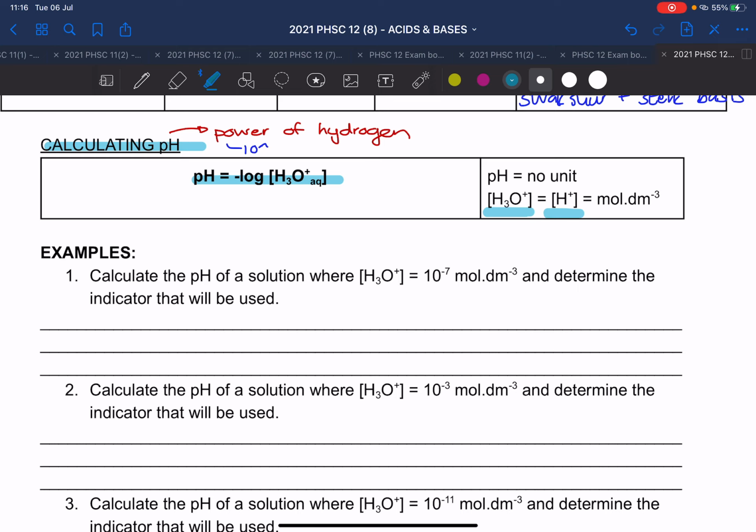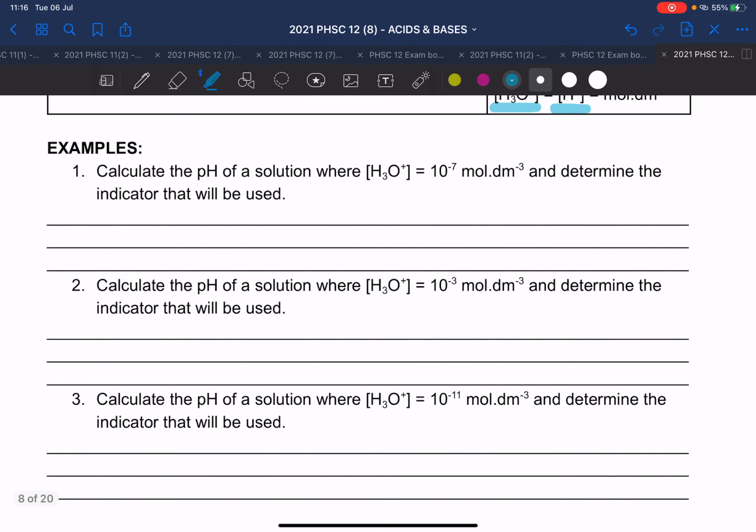Okay, goed. Die eerste vraag daar is, bereken die pH van 'n oplossing waar die konsentrasie van die hydronium dit is en bepaal watter indikator sal gebruik word. So, this is a very introductory question. Hulle sê we did a whole thing blah blah blah and we got the concentration of the hydronium ion to be that. Gaan bereken die pH en watter indikator moes ons gebruik het? Which indicator should we have used?